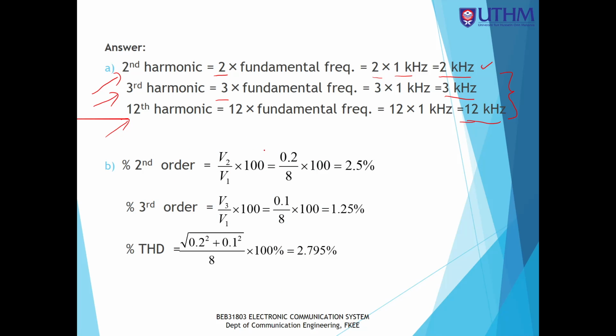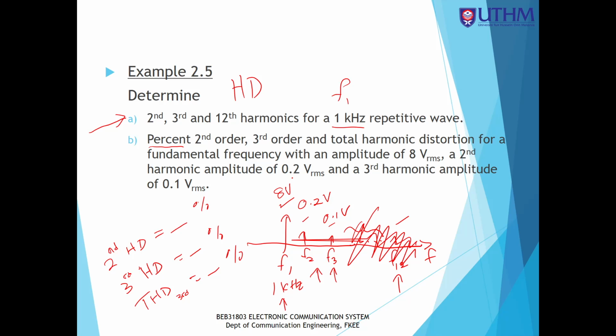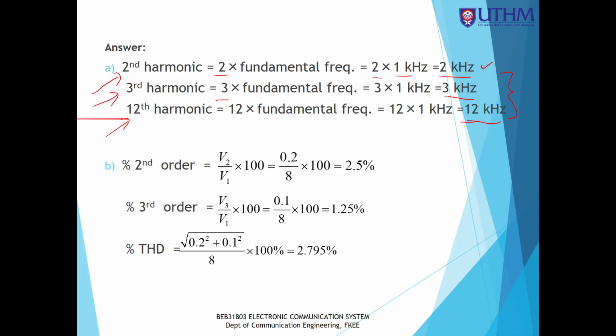So second order harmonic distortion is equal to V2 over V1. So V2 is given as 0.2 volt dibahagikan dengan 8, okay. So divide with 8, and then you need to multiply it with 100 so that you get in terms of percent 2.5%. And then for the third order, V3 divided over V1, so V fundamental, so 0.1 divided with 8 multiplied with 100, so you're going to get 1.25%.